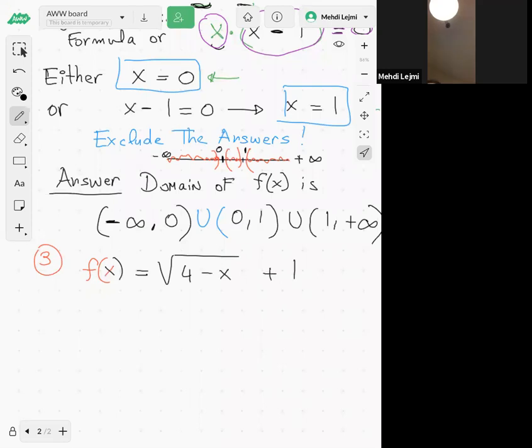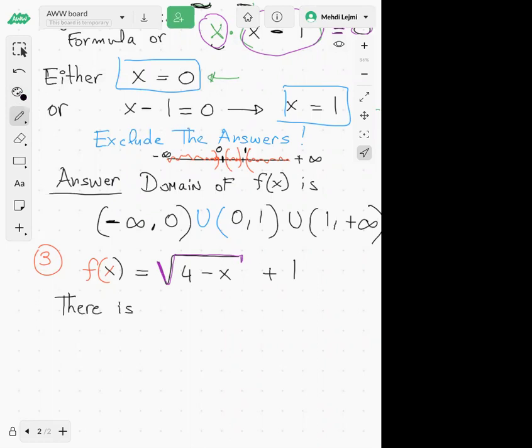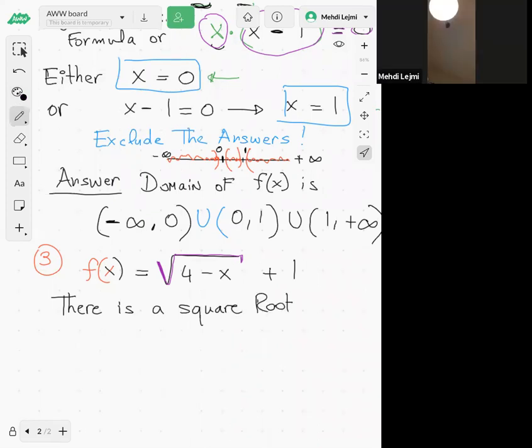All right. Okay, so we have to ask ourselves the 2 famous questions: is there division? No, there is no division here. Is there a square root? Yes, we do have a square root. Here's my square root, right? So you don't have to think about it. You have to solve whatever you have under the square root larger or equal to 0.